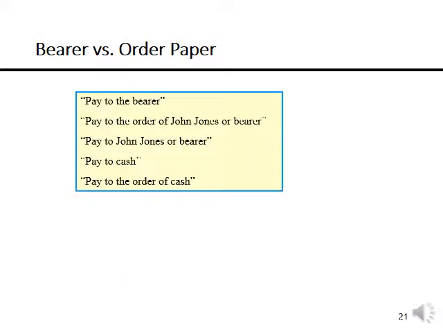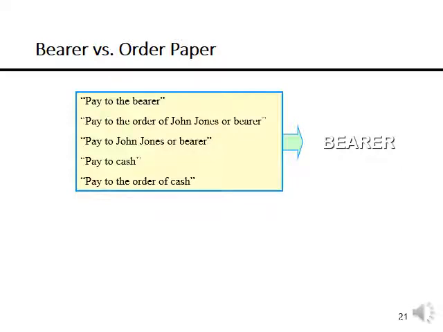So let's talk about the difference between bearer and order. So once you know you have a negotiable instrument, now you want to be able to transfer that instrument to make someone a holder. So how do you transfer, which is called negotiation?